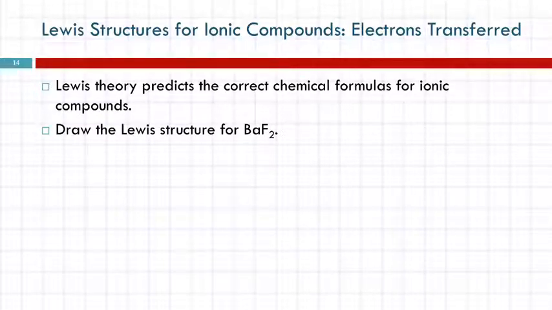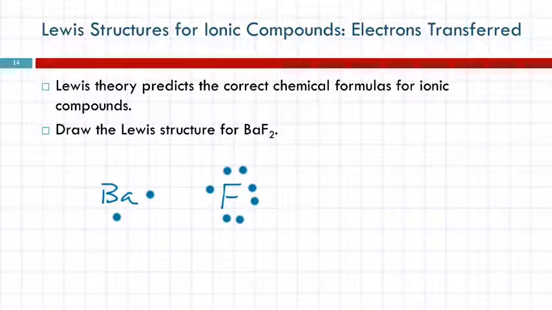So Lewis theory helps us to predict the chemical formulas for ionic compounds. We learned how to do this by crisscrossing charges, but Lewis theory shows us why this works. So let's look at barium fluoride. So here we've got barium. How many valence electrons does barium have? What group is it in? It's in group 2. So it's got 2 valence electrons. And fluorine is in group 7, so how many valence electrons? 7. 1, 2, 3, 4, 5, 6, 7.